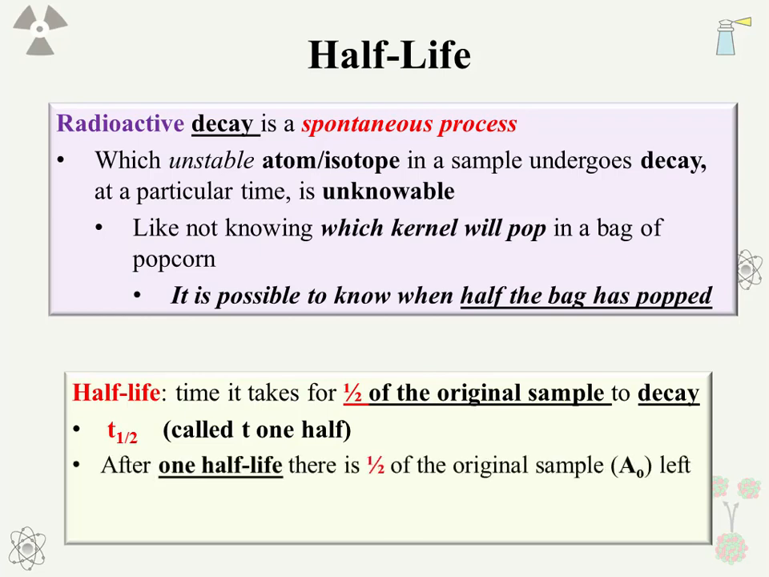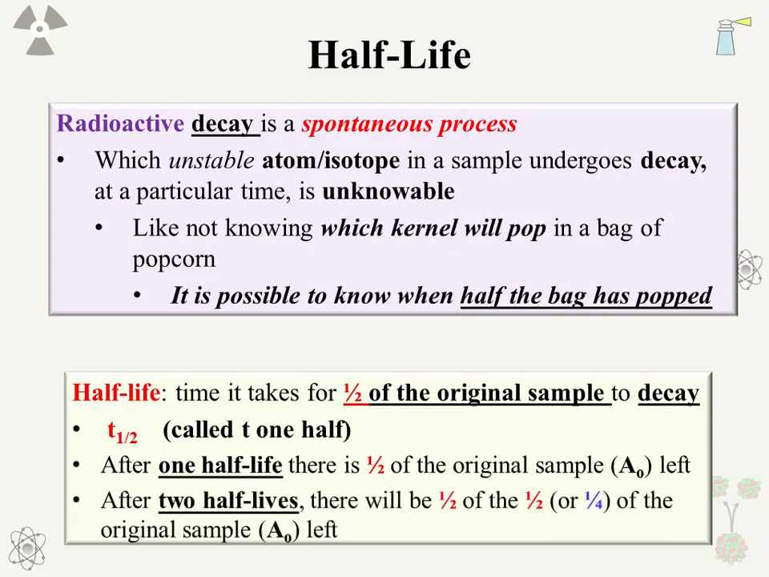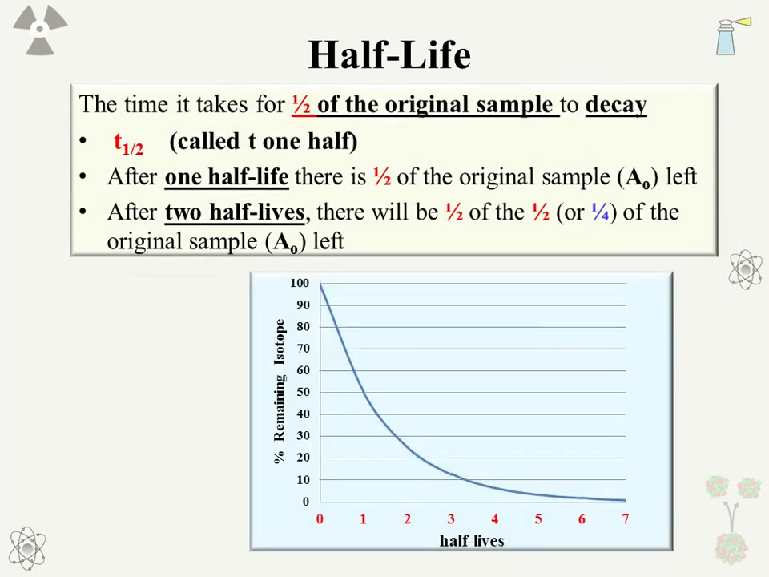Another way to look at T1/2 is that after one half-life, there is one half of the original sample left. The amount of the original sample is given the symbol A sub 0, where 0 means 0 time has passed. Following along, after 2 half-lives, there will be one half of the one half, or 1/4 of the original sample left. As long as there is material left, there will be additional half-lives. Perhaps a graphical representation will add some clarity.